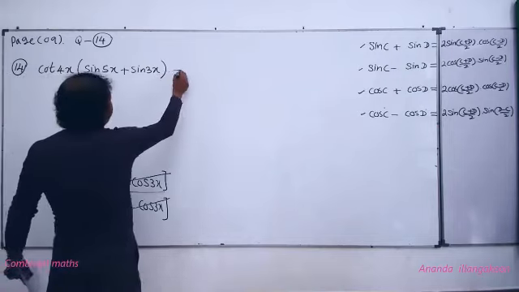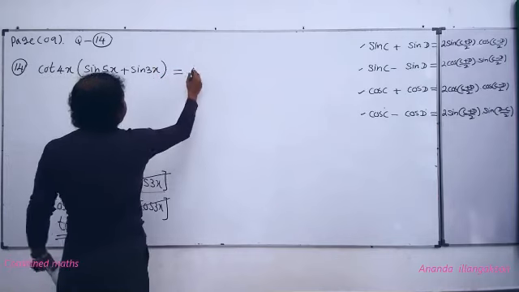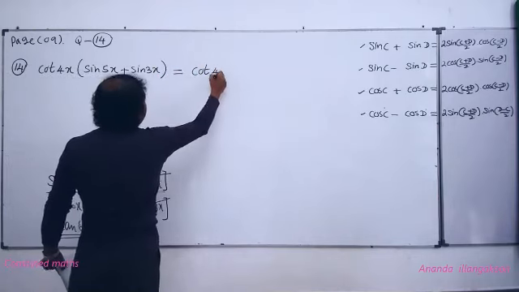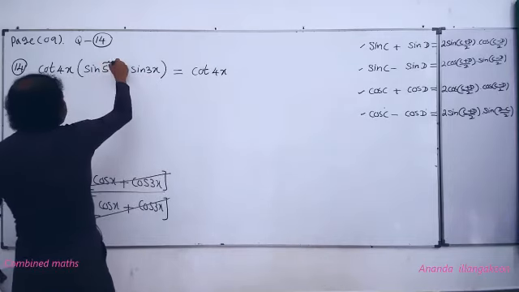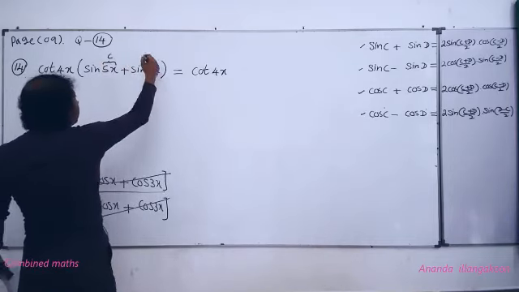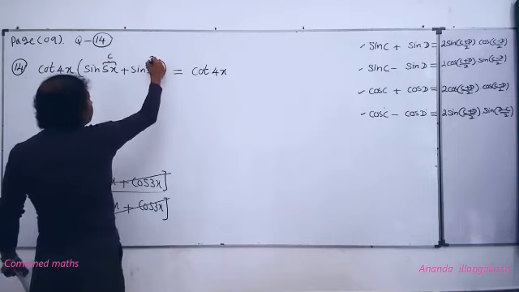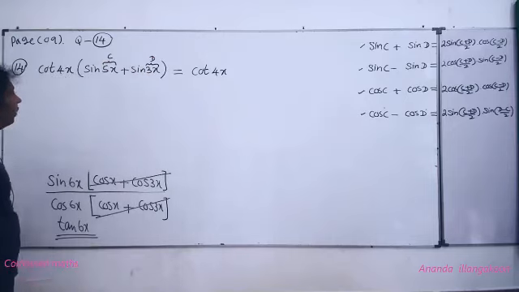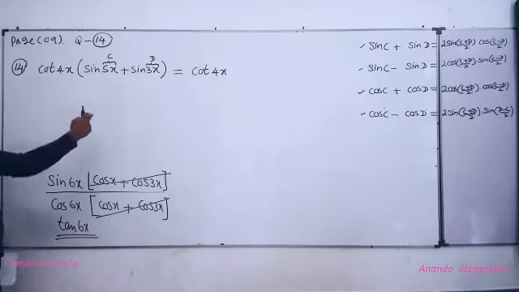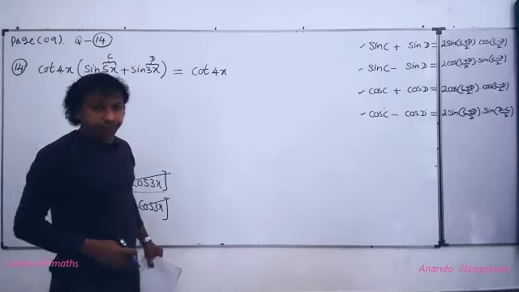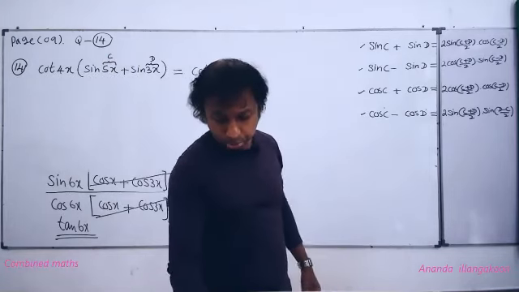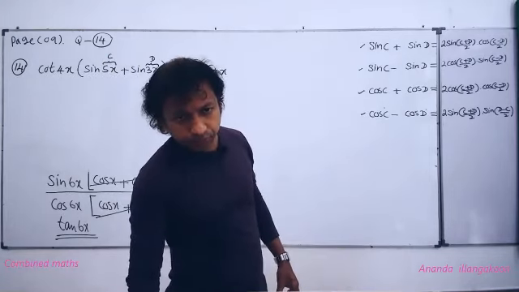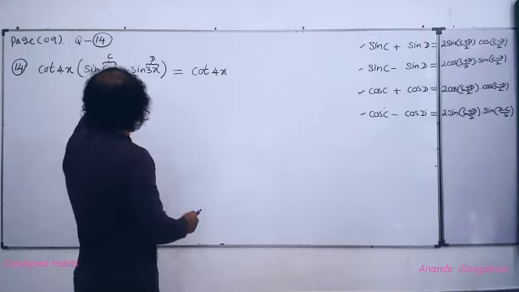I'm going to write this here. I'll keep this cot 4x the same. I take this as C, this as D. Apply the sin C plus sin D formula there. Right. Then take that first, sin C plus sin D.